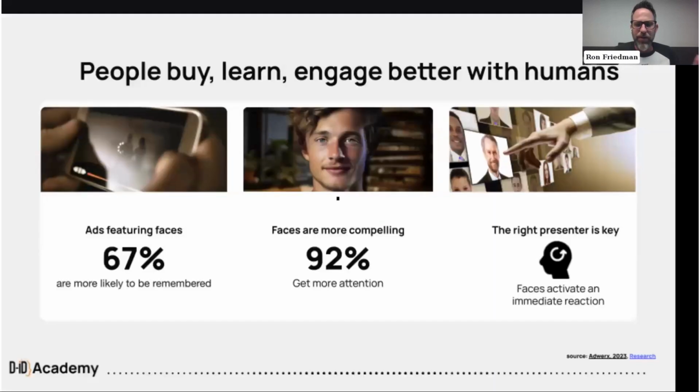Now, why do we believe that this video and other videos that have AI avatars do so well? From our research and from our insights, it's all to do with the face. So we're human beings. We're hardwired, genetically, evolutionary, to respond to other human faces. So videos with faces get higher attention. They're more likely to be remembered and more likely to trigger a response, a reaction.